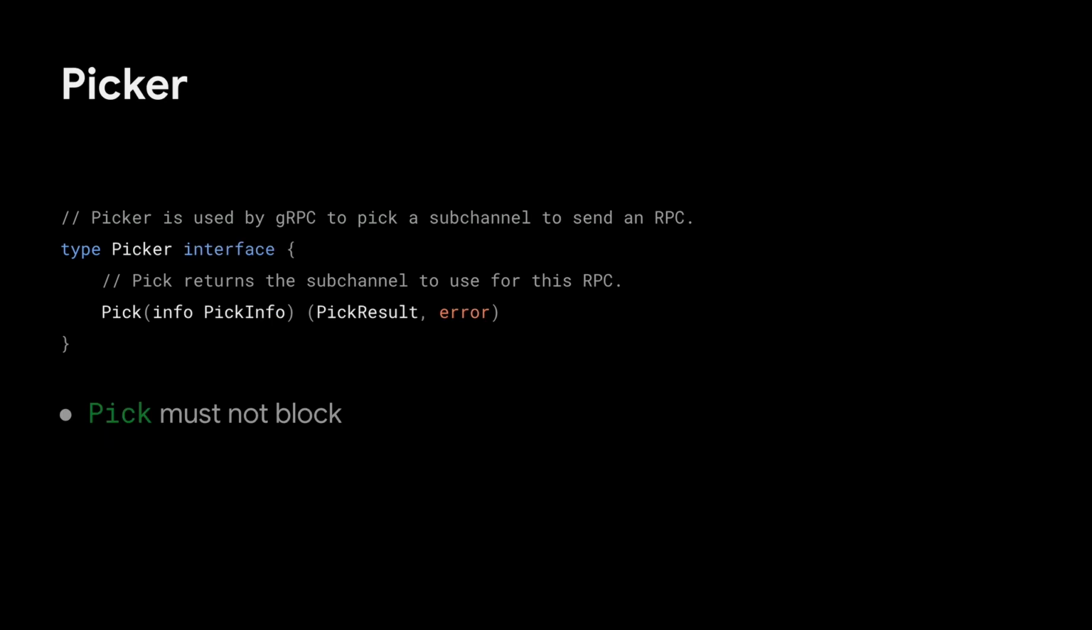The last one is the picker. The picker has a single method called Pick, and it's passed a few things. Basically, it's passed the full name of the RPC, and it's also passed any request headers that it might use to decide how to select a subchannel for that RPC.